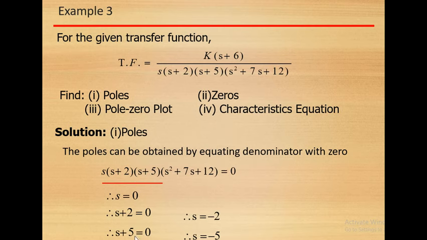Similarly, the third choice is that I can make this bracket 0. So s plus 5 is equal to 0, which means I have to pass this 5 to the right side, so it will become s equal to -5. So just 3 possibilities we have calculated here. I can put s equal to 0, I can put s equal to -2, and I can put s equal to -5.